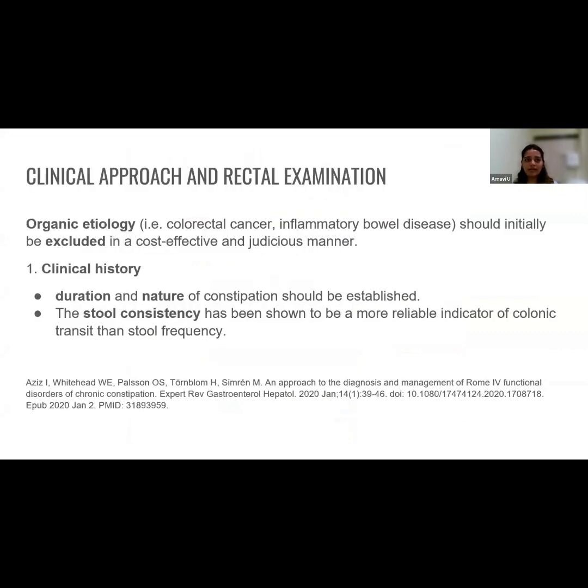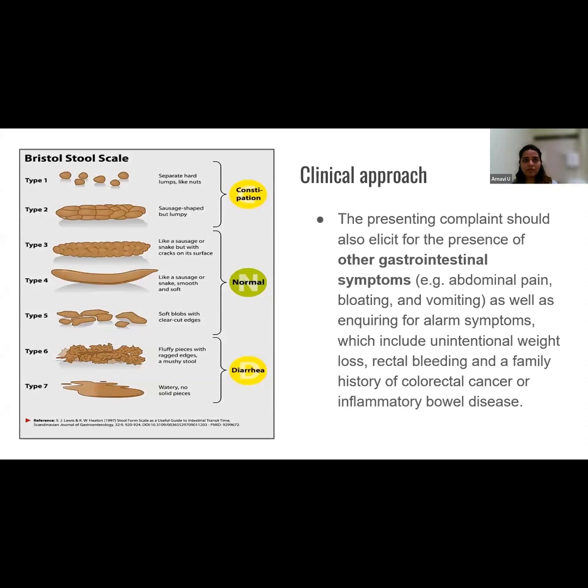Then clinical approach and rectal examination. First and foremost is to exclude the organic etiology in a cost-effective and judicious manner. While taking the clinical history, the duration and nature of the constipation should be established and the stool consistency needs to be assessed. For assessing the stool consistency, very commonly we use the Bristol stool scale, in which type 1 and type 2 are the harder stools, which indicate constipation. Types 3, 4, and 5 are normal stools, and types 6 and 7 are indicative of diarrhea.